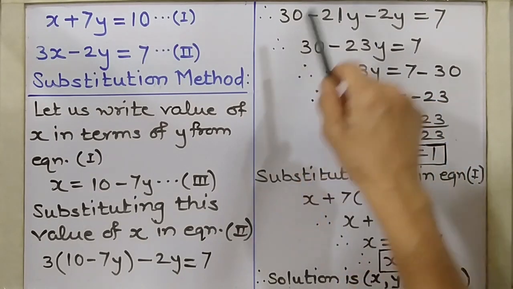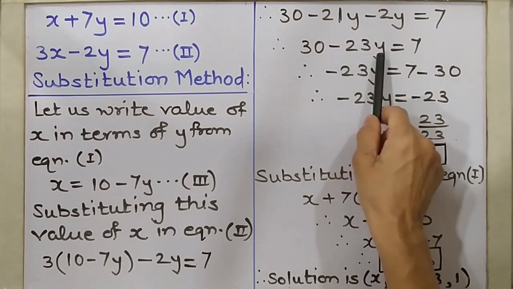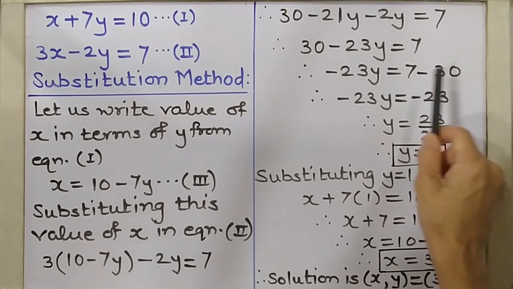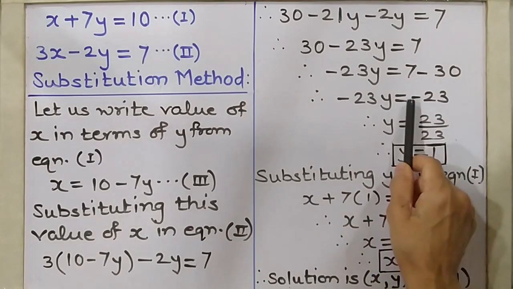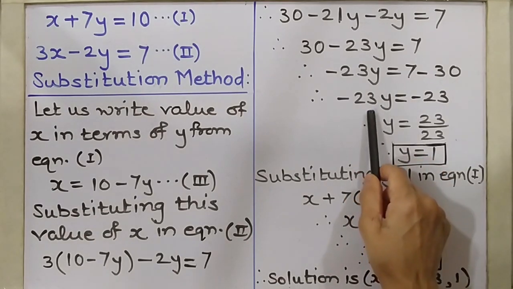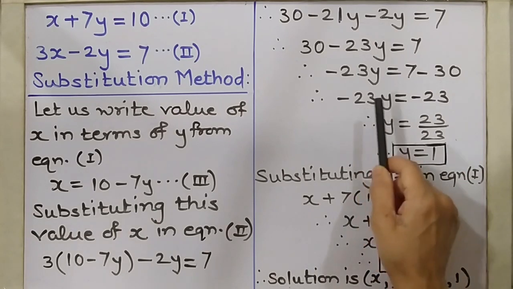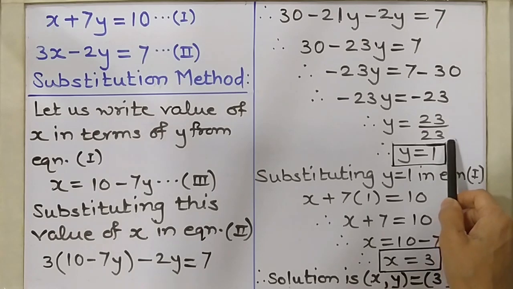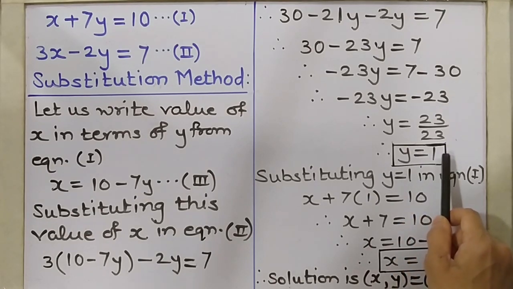This 30 will go to the other side of the equal to sign. It will become minus 30. So I get minus 23y is equal to 7 minus 30. 7 minus 30 is minus 23. You can remove the minus sign from both sides. So I get 23y is equal to 23. So this is 23 into y. When 23 goes to the other side, it will become divided by. 23 divided by 23 is 1. Hence I get y is equal to 1.